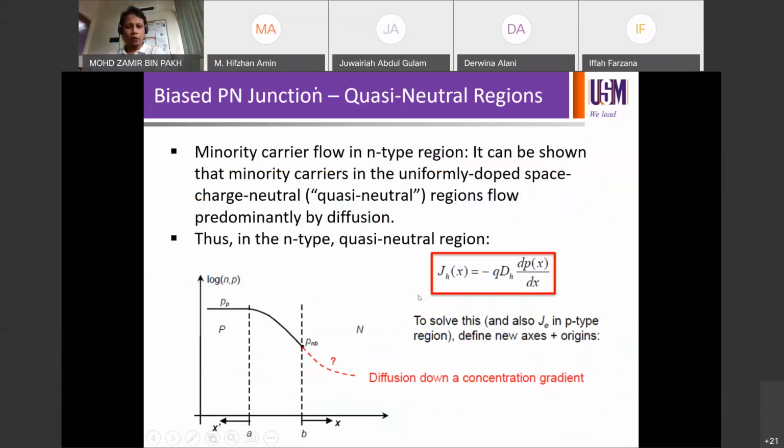Right, minority carrier flow in the n-type region. It can be shown that minority carriers in the uniformly doped space charge region flow predominantly by diffusion, right? So the moment we apply the bias, somebody pushes you from behind, and you're going to cross the junction, and that is dominated by diffusion. Thus, in the n-type region, the quasi-neutral region is the region outside the space charge region.